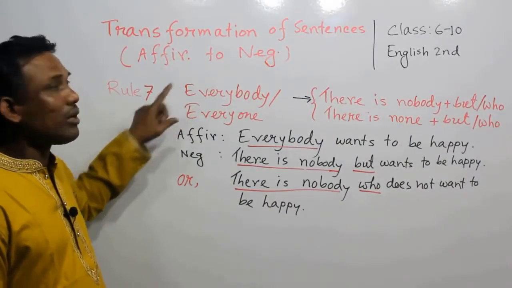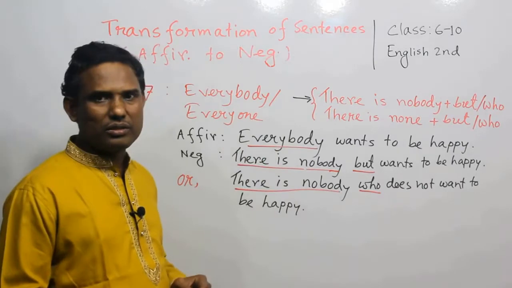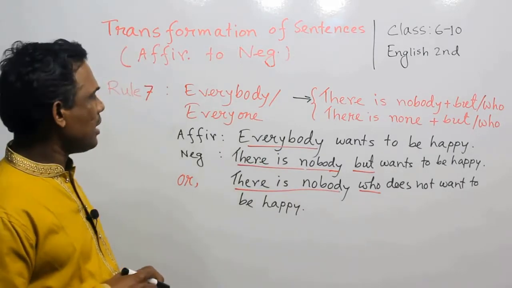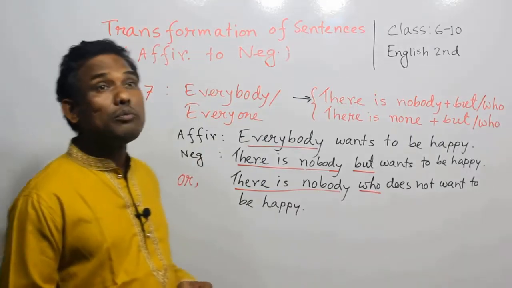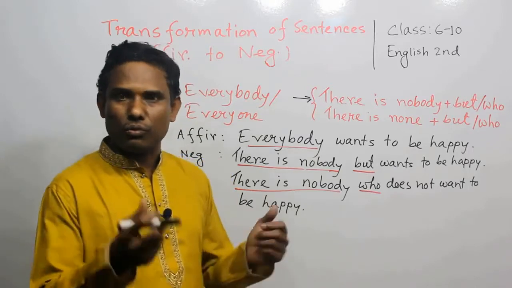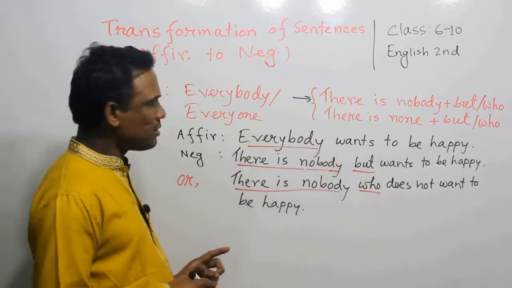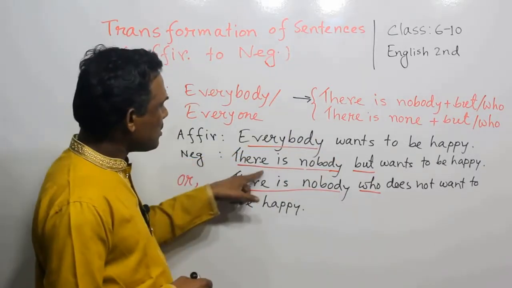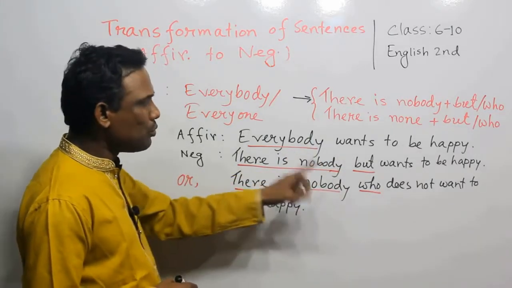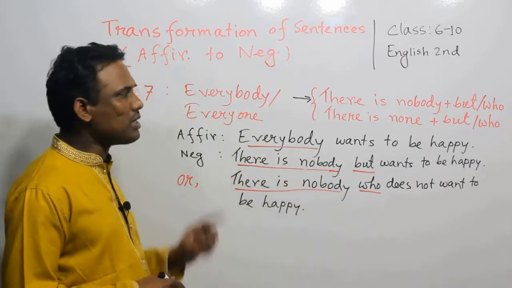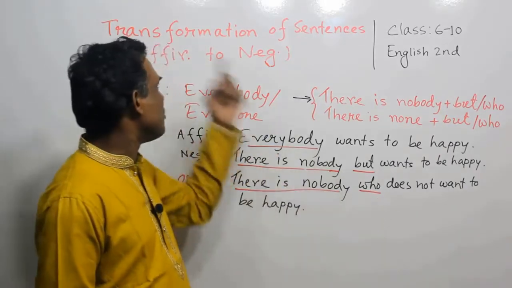Okay. Rule number 7. If everybody or everyone is used as a subject, you can use there is nobody for everybody, and you can use there is none for everyone. Then you have to use the conjunction but or who. For example, everybody wants to be happy. Its negative form is there is nobody but wants to be happy, or there is nobody who does not want to be happy. You can see the conjunction who is followed by a negative verb, like rule number 6.